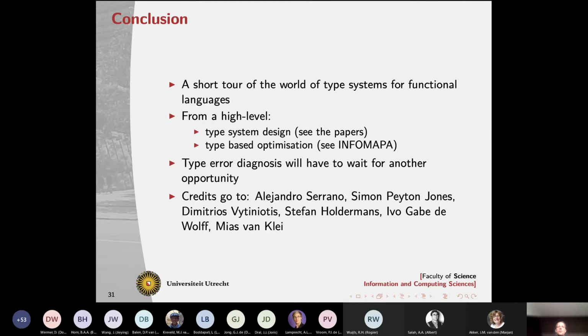So to conclude, I gave you a short tour of the world of type systems for functional languages. I tried to at least give you some insight at a very high level into type system design and type-based optimization. There, of course, are two papers about type system design that you can probably find, but if you want, I can send them to you. If you want to know more about type-based optimization, I can teach a course where this takes place. And like I said before, type error diagnosis will have to wait for another opportunity.